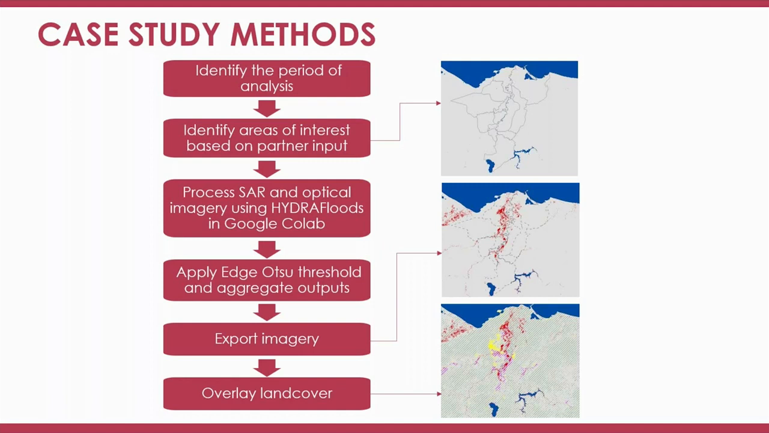And we process SAR and optical imagery using HydroFloods and Google Colab. So again, following the same methods of pre-processing and using EdgeOtsu, you can achieve similar results in your study area. Although we use EdgeOtsu, there are some other thresholding techniques also available in HydroFloods and are documented as well. And additionally, you can easily export your imagery from Google Colab and be able to work in other software as well, and overlay certain land cover types, perform zonal statistics. So a variety of different methods and applications available from using HydroFloods.